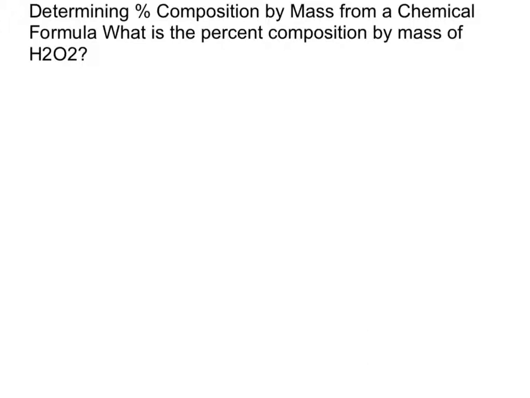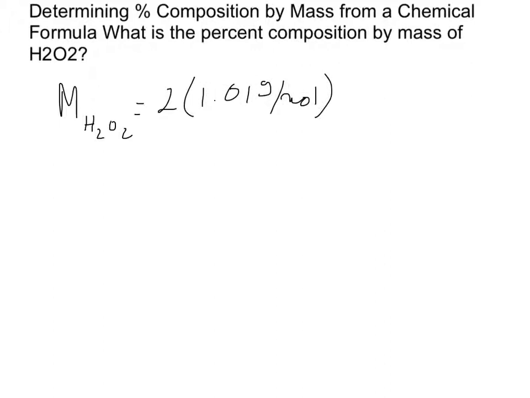Moving forward, in this situation, you're required to find the percent composition by mass from the chemical formula. The chemical formula you're given is hydrogen peroxide, or H2O2. The first thing you start with is the molar mass, or capital M, of H2O2. That's going to equal 34.02 grams per mole, and I did that by doing 2 times 1.01 grams per mole plus 2 times 16.00 grams per mole, and that gives me a grand total of 34.02 grams per mole.